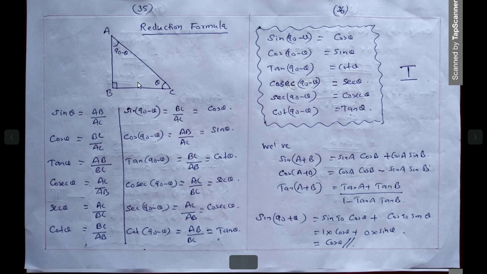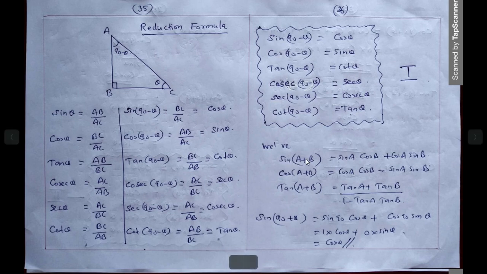Then you have to check these properties for all other trigonometric ratios. So we can finalize this: sin(90 − θ) is equal to cos θ, cos(90 − θ) equals sin θ, tan(90 − θ) is equal to cot θ, cosec(90 − θ) equals sec θ, sec(90 − θ) is equal to cosec θ, cot(90 − θ) is equal to tan θ. These are reduction formulae number 1.